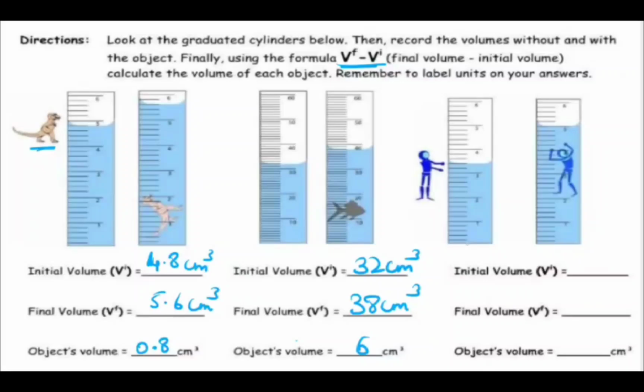Going to the next one. 1, 2, 3, 4, 5. So 2, 4, 6, 8, 10. So gap of 2. So this is 3, 3.2, 3.4. Initial volume 3.4 centimeter cube. Here we have, it is exactly 5. So the volume is 5 minus 3.4 gives me 1.6 centimeter cube.